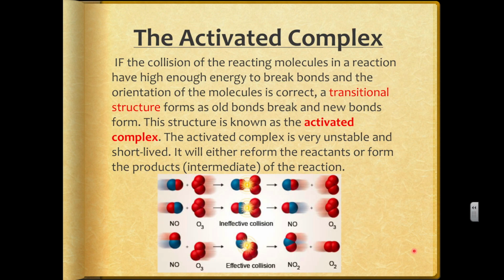Now, another term to understand is the activated complex. If the collision of the reacting molecules in a reaction have high enough energy to break bonds and the orientation of the molecule is correct, a transitional structure forms as old bonds break and new bonds form. This structure is known as the activated complex. The activated complex is very unstable and short-lived. It will either reform the reactants or form the products of the reaction.